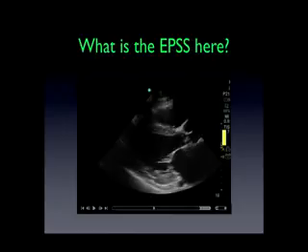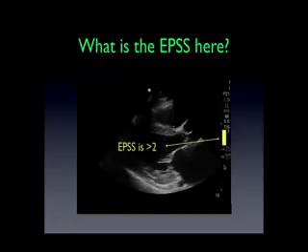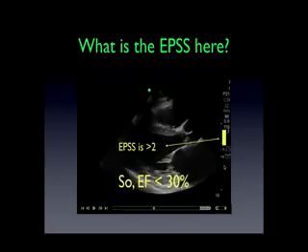In other words, if this separation between the anterior leaflet and the septum is greater than this, the ejection fraction is less than 30%. The EPSS is definitely greater than 2. Therefore, the ejection fraction is definitely less than 30%.